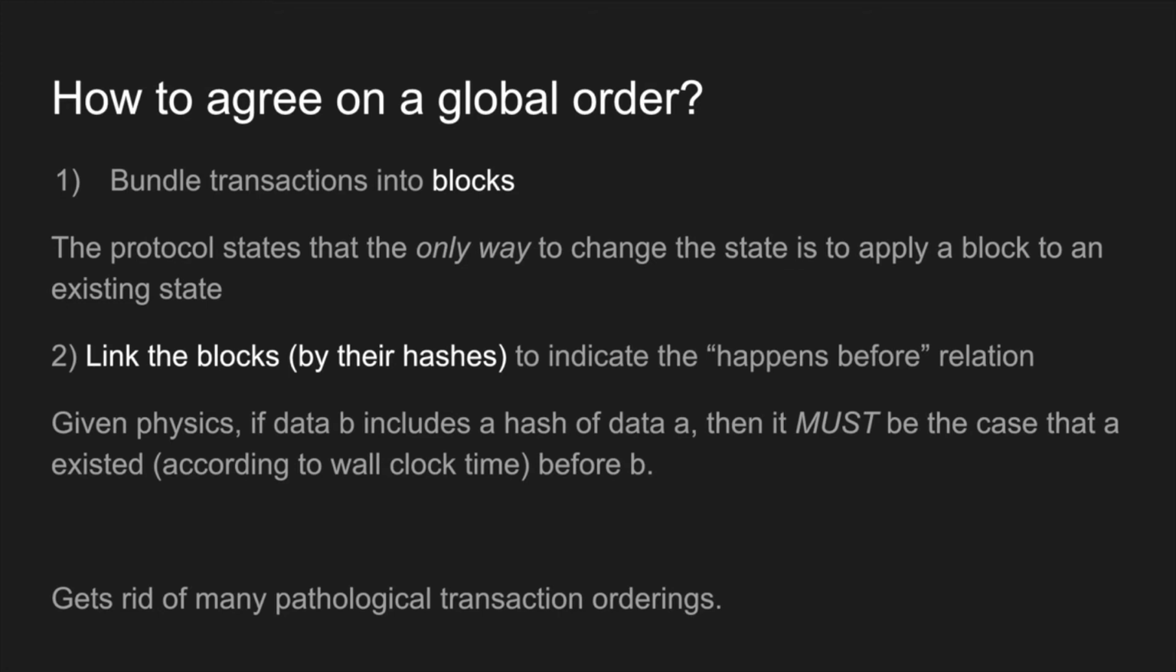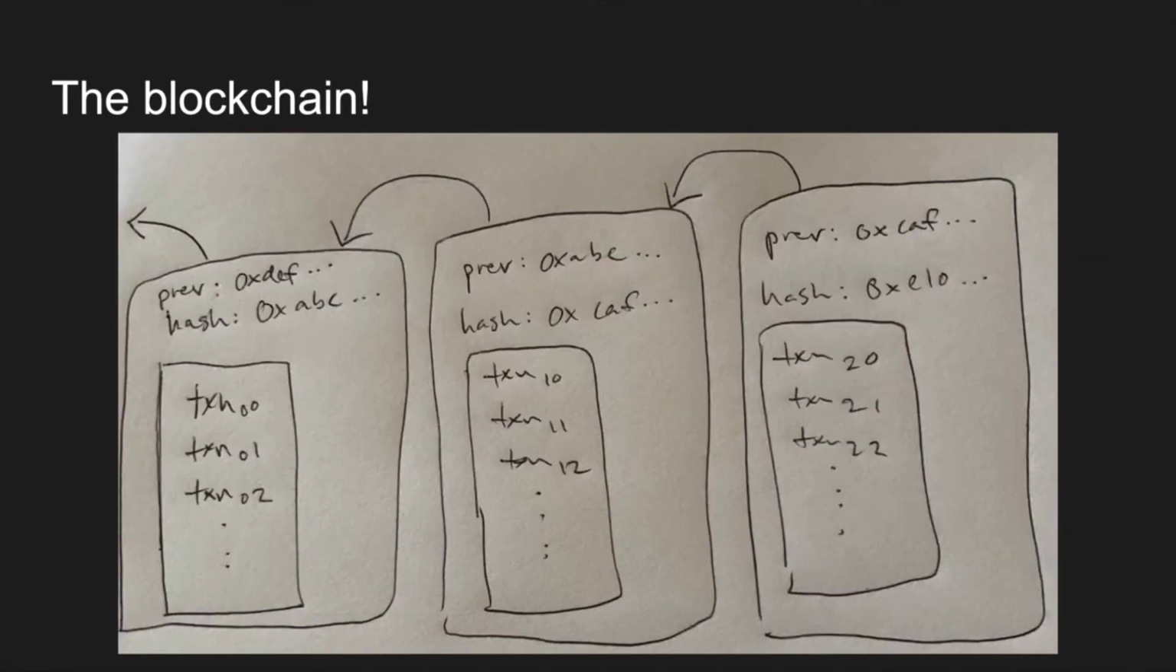The way this works is that in order to have the hash of the thing, it has to exist. You're not just going to randomly guess the hash. So as long as the laws of physics hold, if this thing has the hash of that thing, then it has to be the case that that thing came first. And again, it gets rid of many possible orderings of transactions that we just wouldn't want to see in a currency. Can you talk about what constitutes a block?